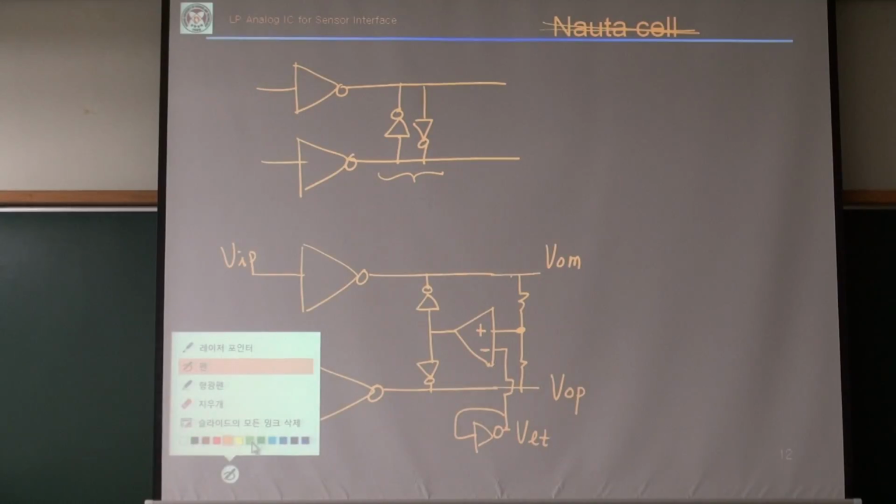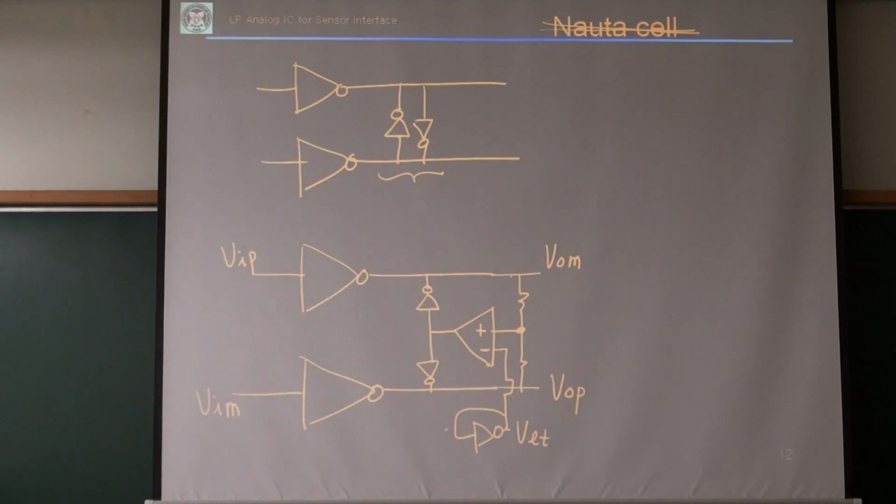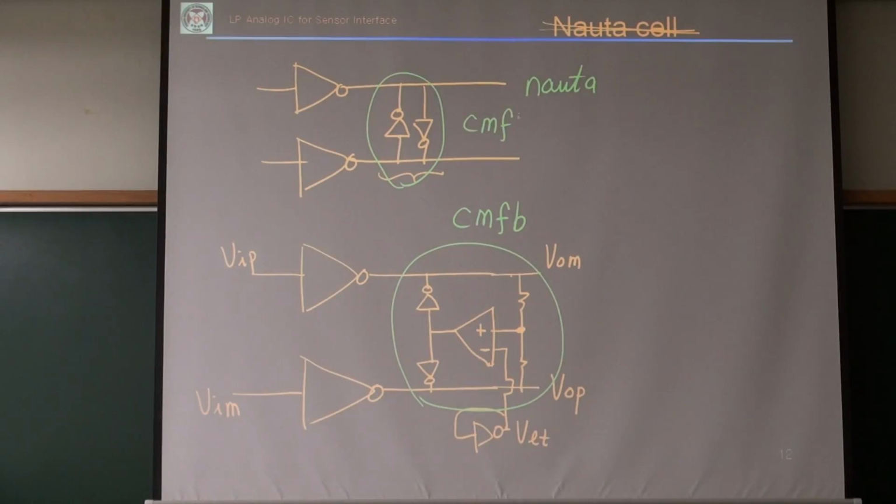So this part is a CMFB circuit, right? This is in the nota cell. This is a kind of CMFB, right? A kind of CMFB. Actually, there is another thing. This bias. This is still complex, right?